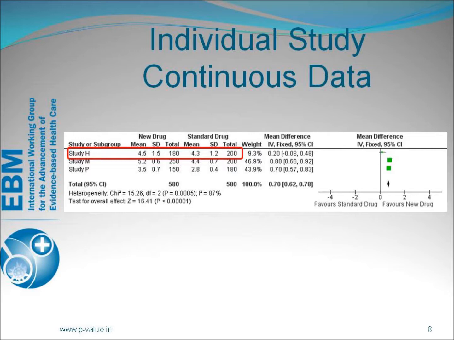When the outcome is continuous, the mean and standard deviation along with the sample size in each group is noted. Study H shows that among 180 subjects in the new drug group, the mean increase in quality of life was 4.5 plus minus 1.5. And among the 200 subjects in the standard drug group, the mean increase in quality of life was 4.3 plus minus 1.2.